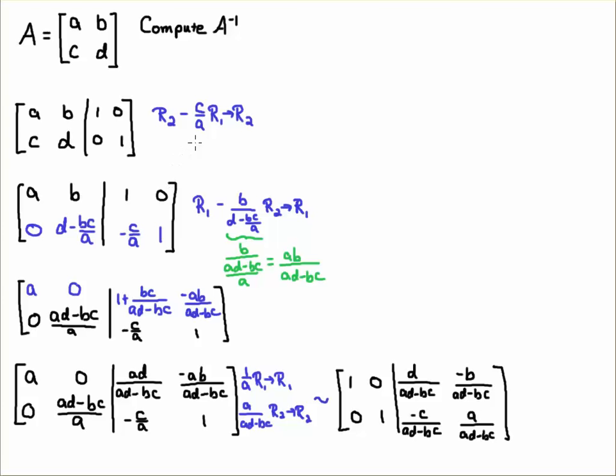So I perform the following row operations, and I want to zero out the C, so I perform this operation. Then I want to zero out this B, working my way back up, so I perform this operation.